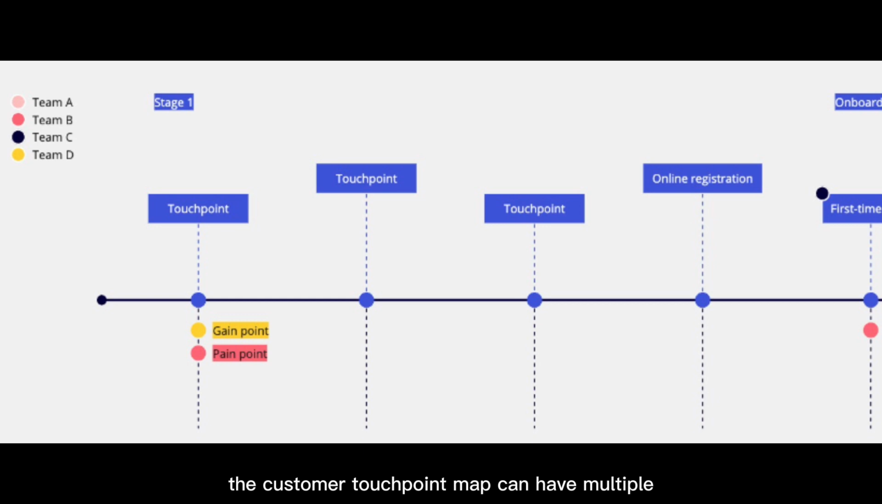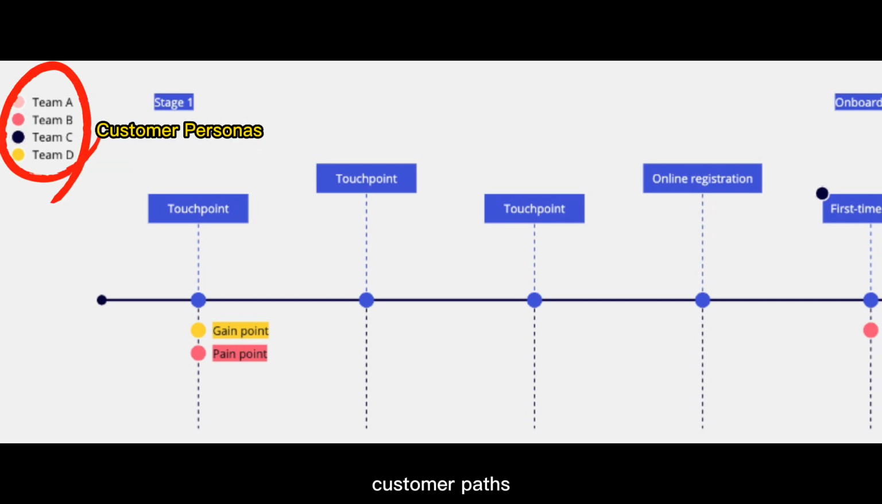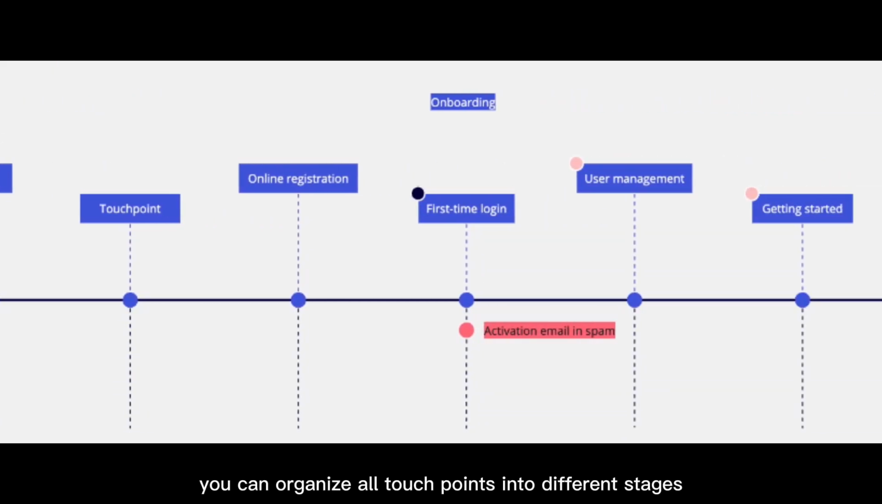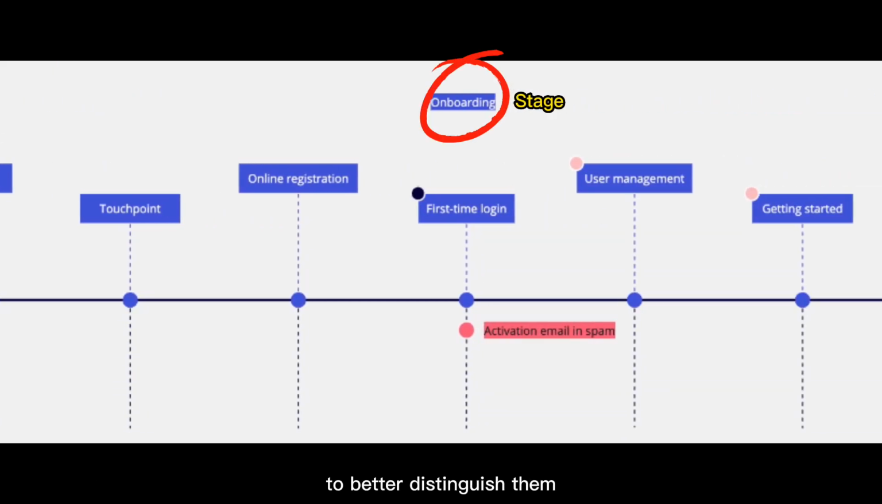The customer touchpoint map can have multiple customer paths, and you can see the different journey of each customer. You can organize all touchpoints into different stages to better distinguish them.